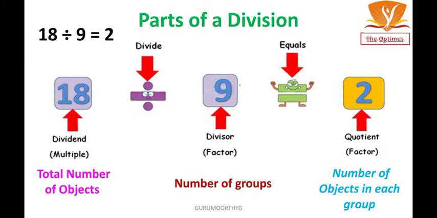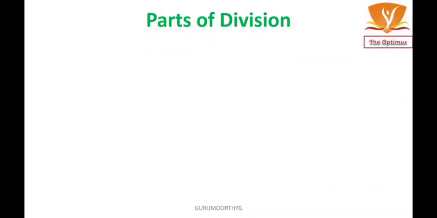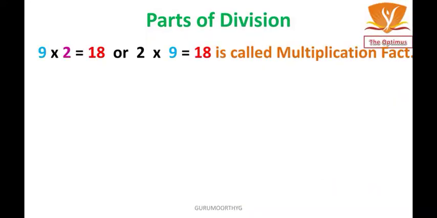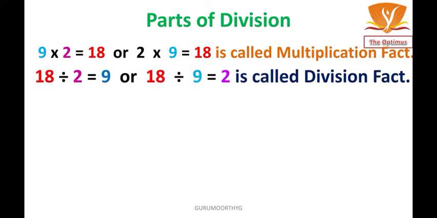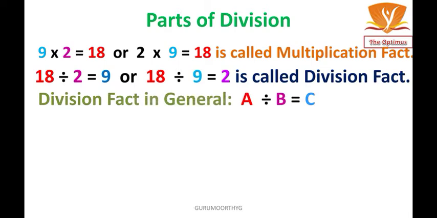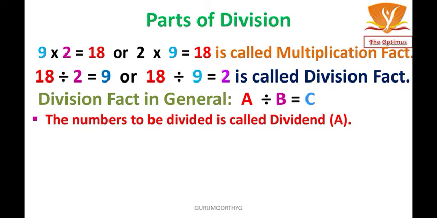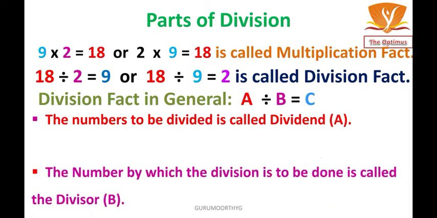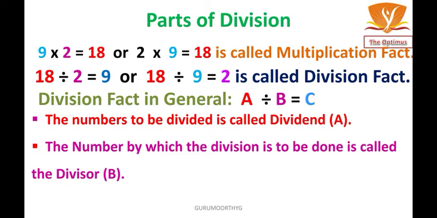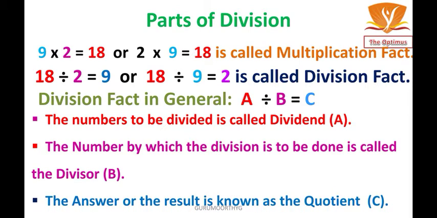Dear kids, we know 9 into 2 or 2 into 9 equals 18. That is a multiplication fact. In the same way, here 18 divided by 2 equals 9, or 18 divided by 9 equals 2, is called a division fact. In general, A divided by B equals C. Here, the number to be divided is called the dividend A. The number by which the division is to be done is called the divisor B. The answer or result is known as the quotient C.